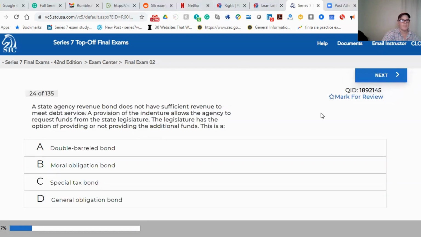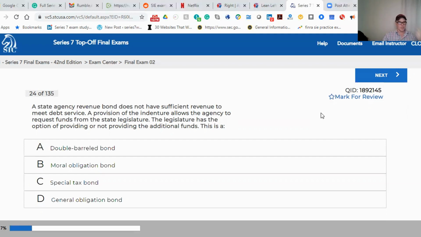Good stuff. Okay. A state agency revenue bond does not have sufficient revenue to meet debt service. Okay, so it means we don't have enough money to pay their principal and interest. A provision of the indenture allows the agency to request funds from the state legislature. The legislature has the option of providing or not providing the additional funds. So if they have the option, well, first, let's throw out the special tax bond. Let's throw out GO.